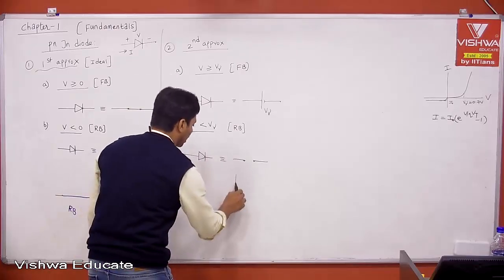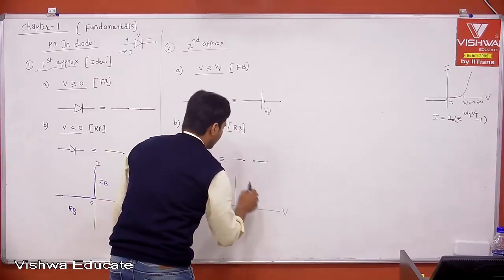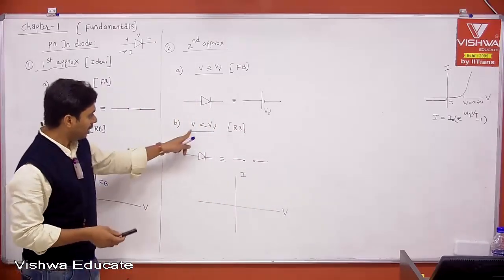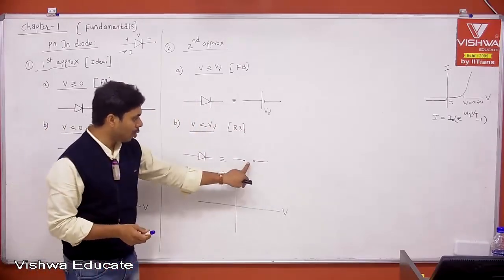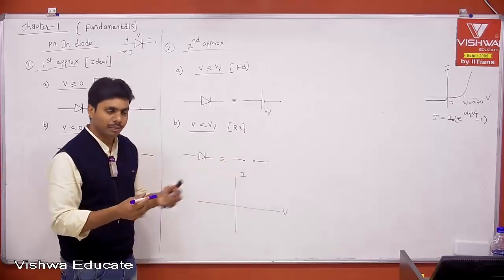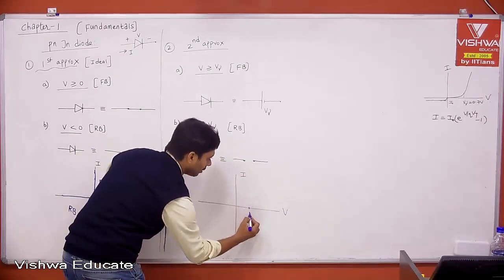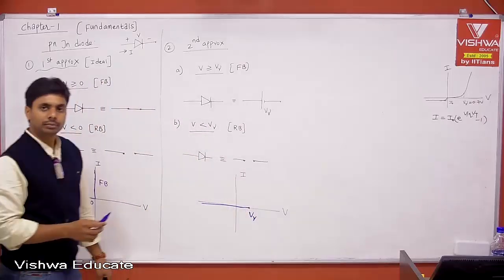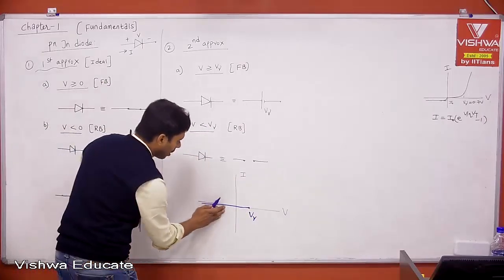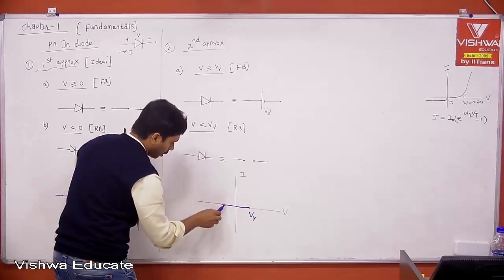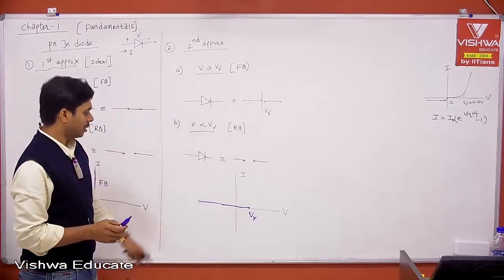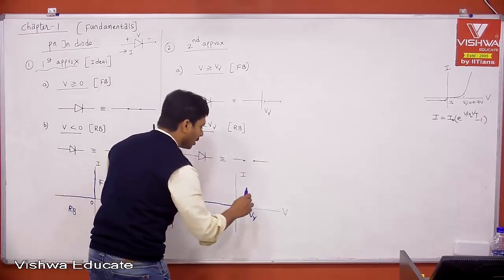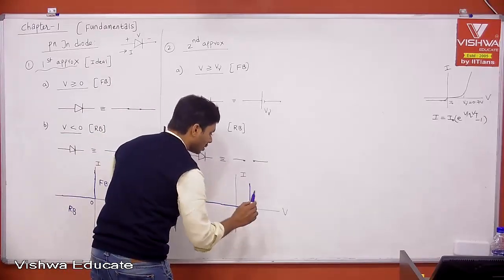Now, if you plot the VI characteristic for the second approximation, only when V is less than V gamma is it absolutely open, and the current through an open circuit will be 0. Therefore, less than V gamma, your current will be 0. Then more than or equal to V gamma, what is the current? That is nothing but having a drop, which is V gamma.